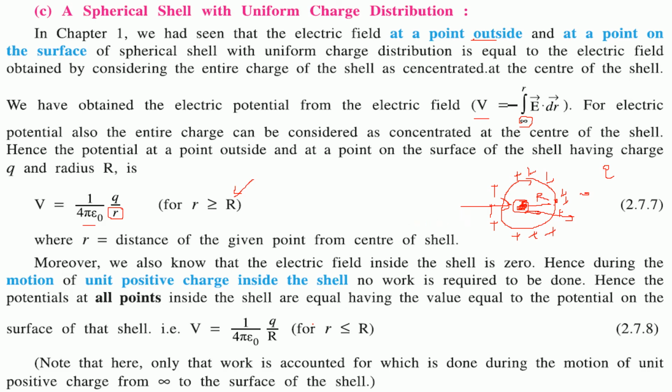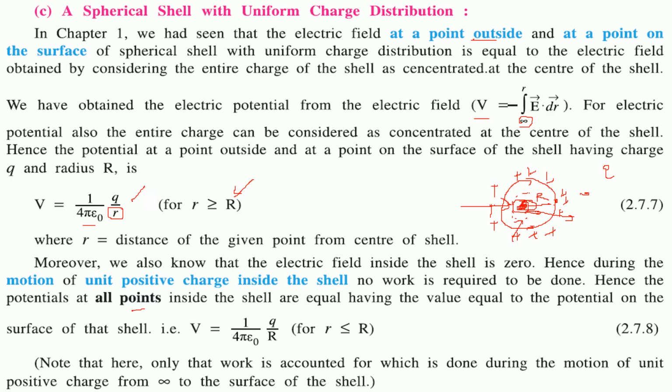Also, we know that the electric field inside the shell is zero, because the point of discussion is the spherical shell with uniform charge distribution. So the electric field inside this is zero. During the motion of a unit positive charge inside the shell, there is no work done, no work is required to be done. So the potential at all points inside the shell will have the value which is equal to the potential on the surface.